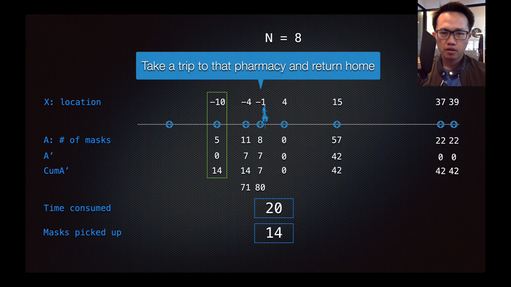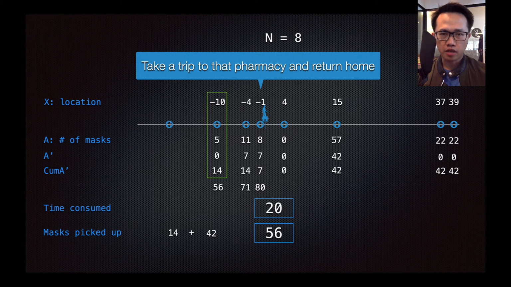Okay, let's try taking a trip to the third pharmacy on the left and then return home, and that took 20 seconds for the round trip. Because the third pharmacy is sold out, he's still at 14 from the trip to the left. But a lot of masks are gone on the right hand side in that 20 seconds. And so 42 is left to be collected on the right hand side, and that's a total of 56 masks from this scenario. So he's doing even worse, because he's doing no better on the left hand side, but it got a lot worse on the right hand side.